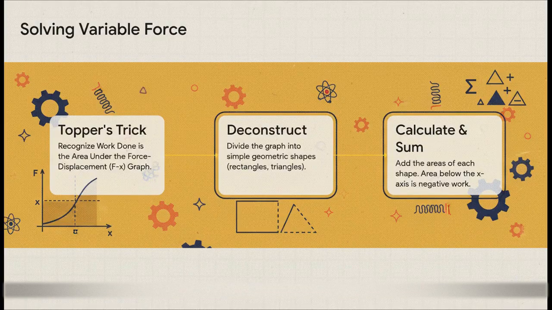So here's the topper's trick, the secret sauce. You don't need to do any complicated integration. Just remember, work done is the area under the force displacement graph. That's it. Just break the graph up into simple shapes you know, rectangles, triangles, calculate their areas and add them up. And don't forget, any area that dips below the x-axis, that's negative work.